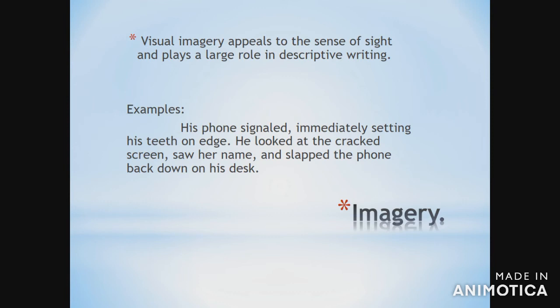So now imagery. Visual imagery appeals to the sense of sight and plays a large role in descriptive writing. So now, what is imagery? Imagery क्या होता है? Imagery होता है, for example, sun is shining. It is my example. We all have experienced, I guess, different kinds of sunshine.